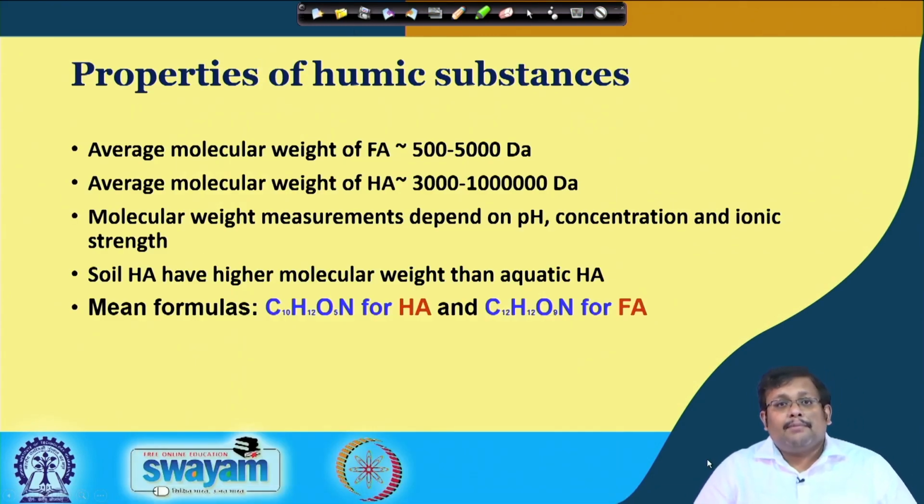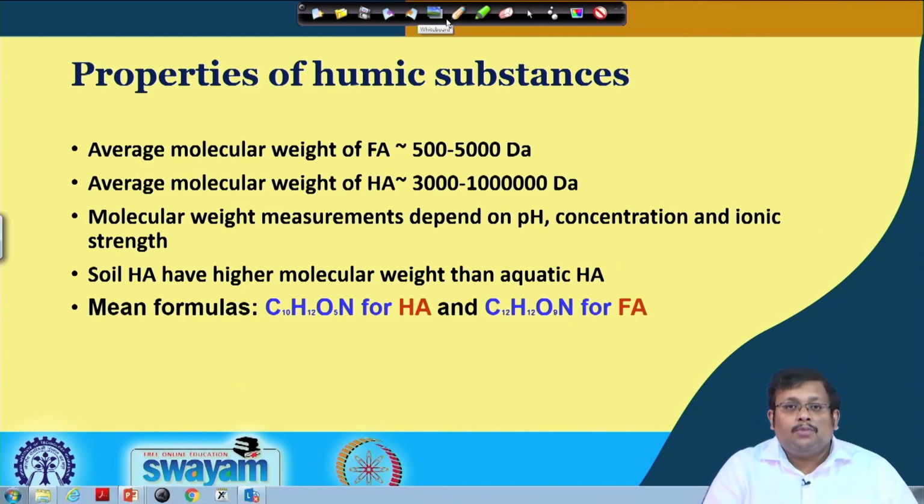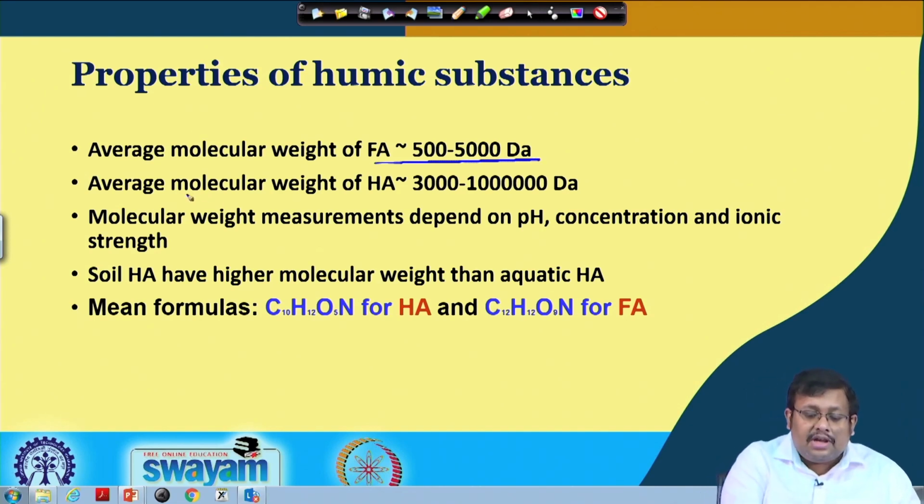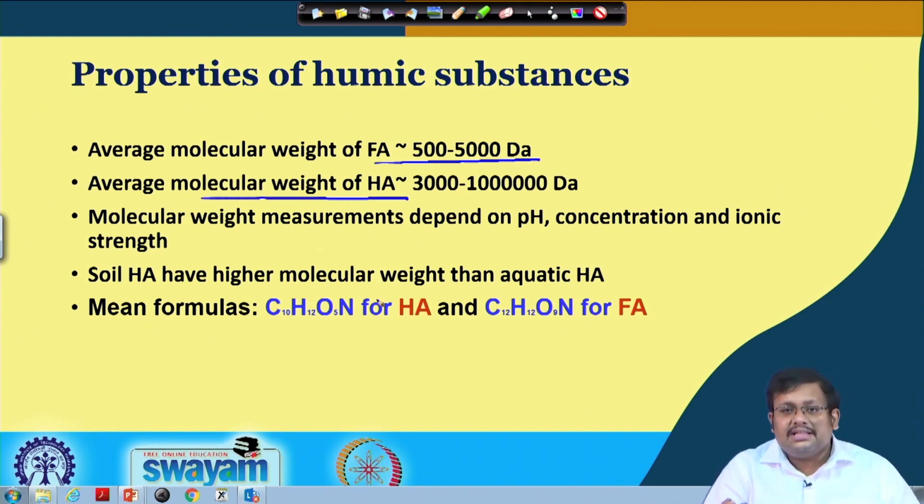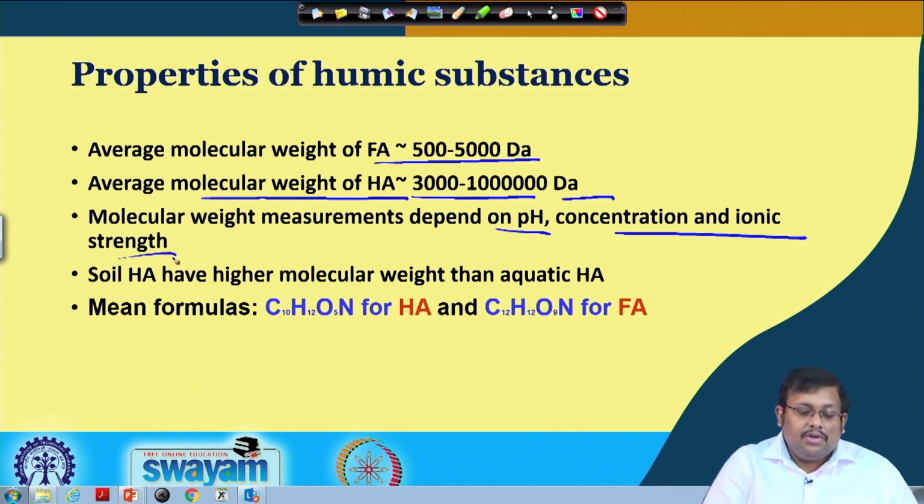So, let us see the properties of humic substances. The average molecular weight of fulvic acid varies from 500 to 5000 Dalton, whereas the average molecular weight of humic acid is quite larger than that of fulvic acid, and it varies from 3000 to almost 1,000,000 Dalton. Molecular weight measurement basically depends on pH, concentration and ionic strength, but in general humic acid has several times higher molecular weight than fulvic acid.